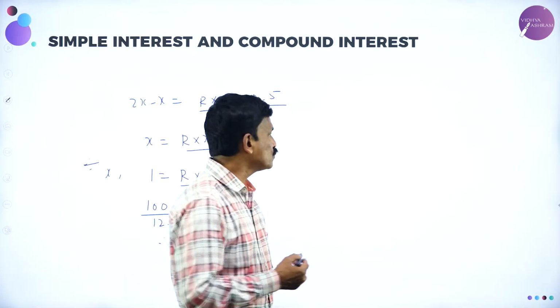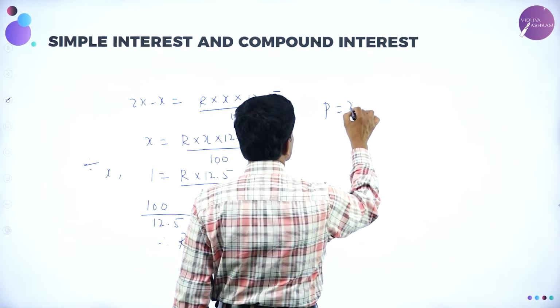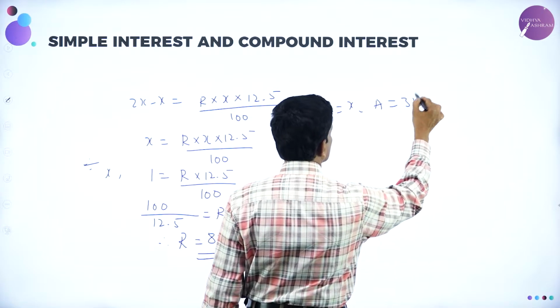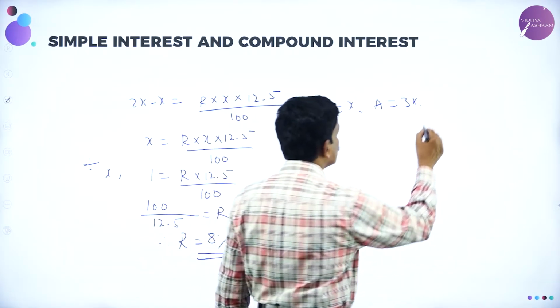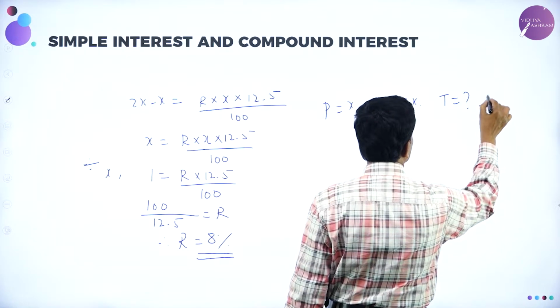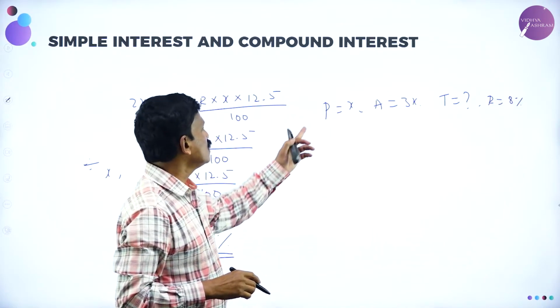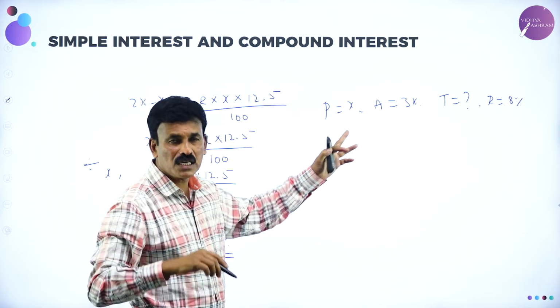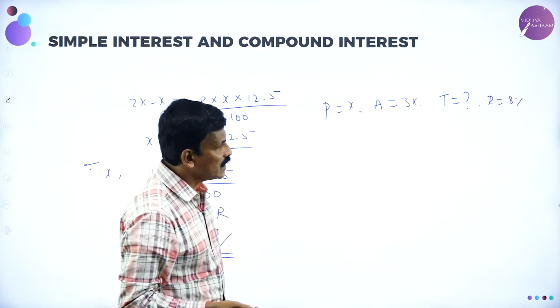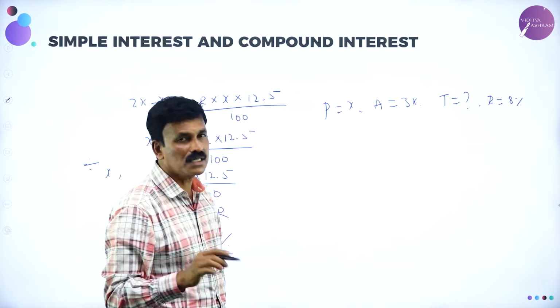Now, condition number 2: when principal is equal to x, amount becomes 3 times x. And what is required to find is the time. What is the time taken to become the triple? And the rate of interest is 8%. See, the second condition is when the principal is x, amount becomes 3 times x at the rate of interest 8%, and the time taken is to be determined.